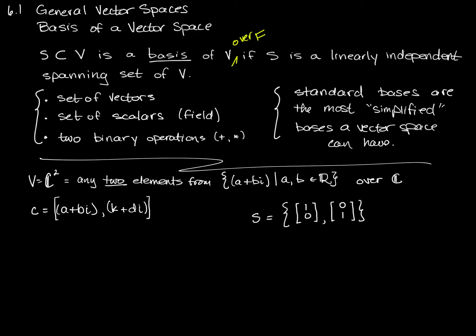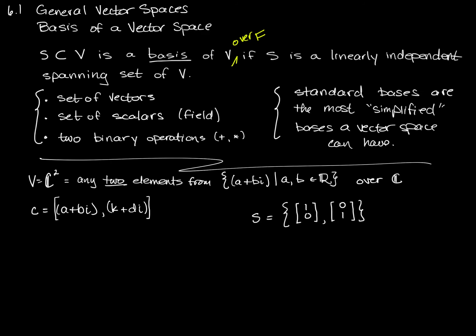It's not the only basis. It's not the only possible combination of linearly independent vectors that span C2, but it's the most simplified one, right? It's the standard one. The reason this is a standard basis for C2 over the complex numbers is that because I have the complex numbers as my scalars, right? This is my field that I'm drawing from. I can take both real numbers and complex numbers as scalars here.